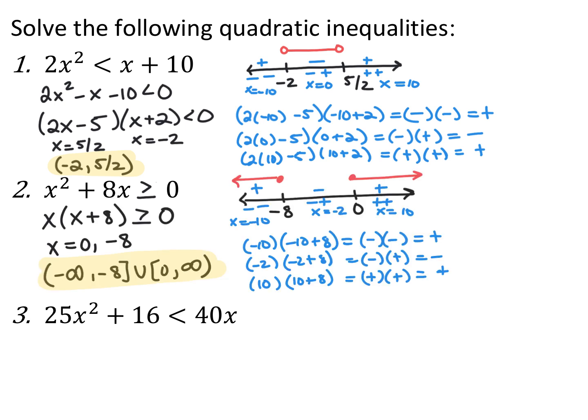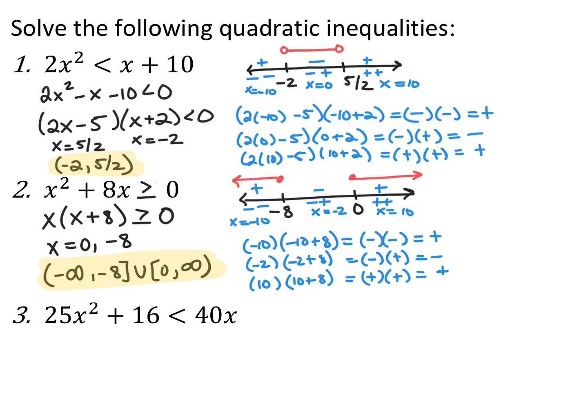So since one side's already equal to 0, the first thing I did was factor it. So I factored an x out of x squared plus 8x. I got x times x plus 8. Then I found where this thing equaled 0. So it was x equals 0 and x equals negative 8. And I put those two values on my number line.